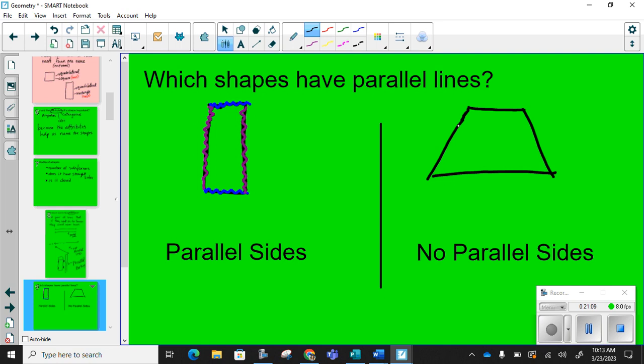So you're going to take one color. I don't care what color. And we're going to do a squiggle on the top and a squiggle on the bottom. Does that shape have parallel sides? Yes, it only has one pair, but it does have parallel sides.